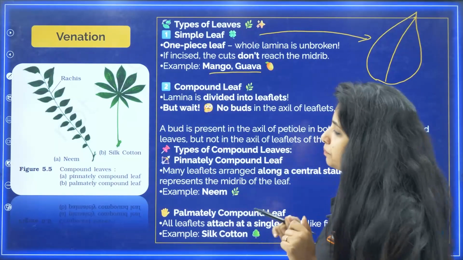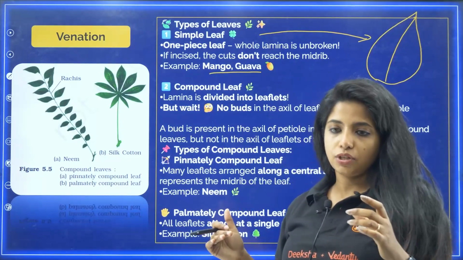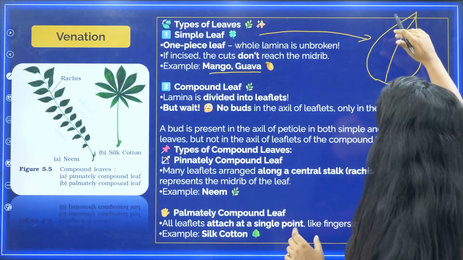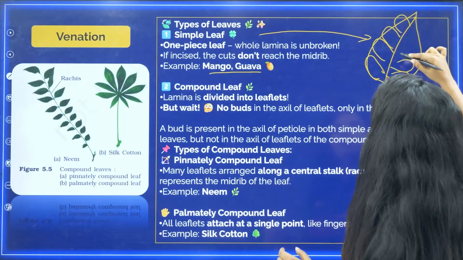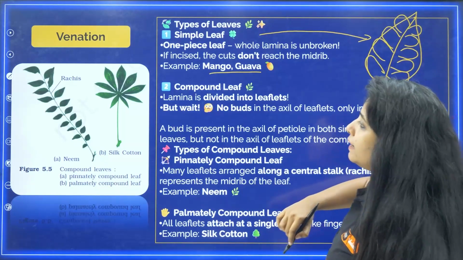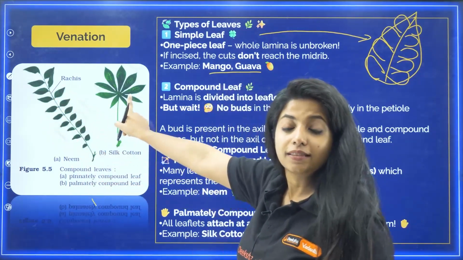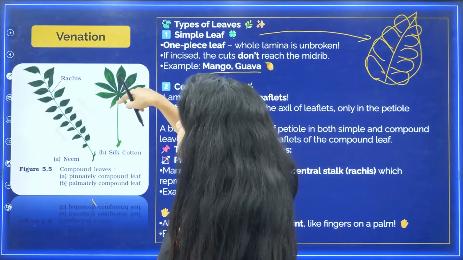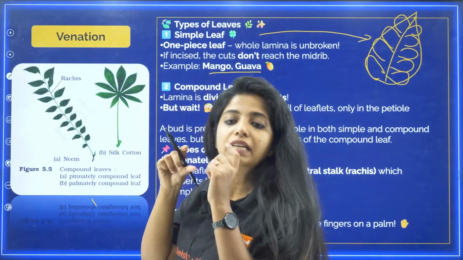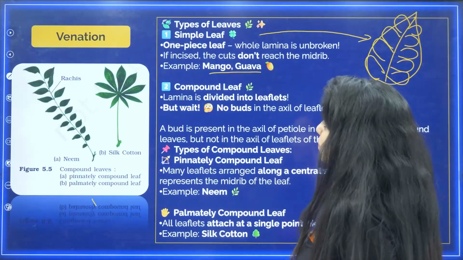Now, when you talk about compound leaves, what happens here? The whole lamina, my dear children, is divided into small leaflets, as you can see here. This is an example of compound leaves. This is also an example of compound leaves. The whole lamina should have been like this, but it is now divided into small leaflets. Those are compound leaves. There is an important piece of information here.